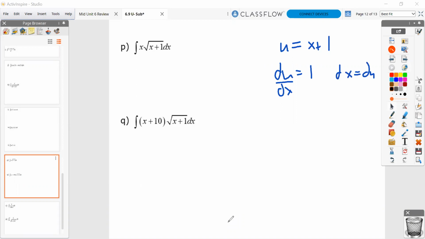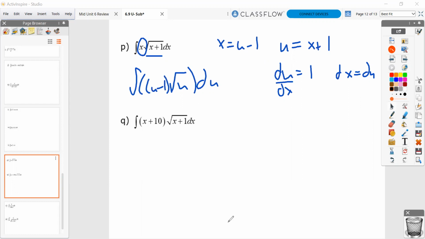Which you might be saying, well, Mr. Erb, why are we doing this if you're not canceling anything out? And it's really just to move around the bounds. So this becomes square root of u du, right? This x, however, well, if u equals x plus 1, then x is equal to u minus 1. So now this becomes u minus 1.